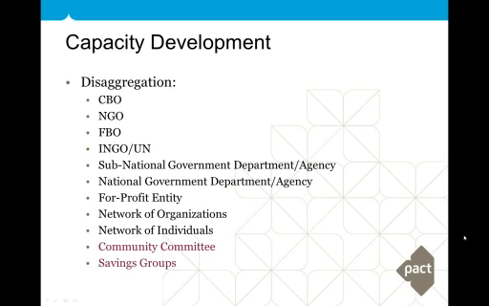So please, in addition to counting all of the traditional partners like NGOs that PACT works with, also count the more informal, smaller community organizations and the savings groups this year, because that's really important data for us to have.